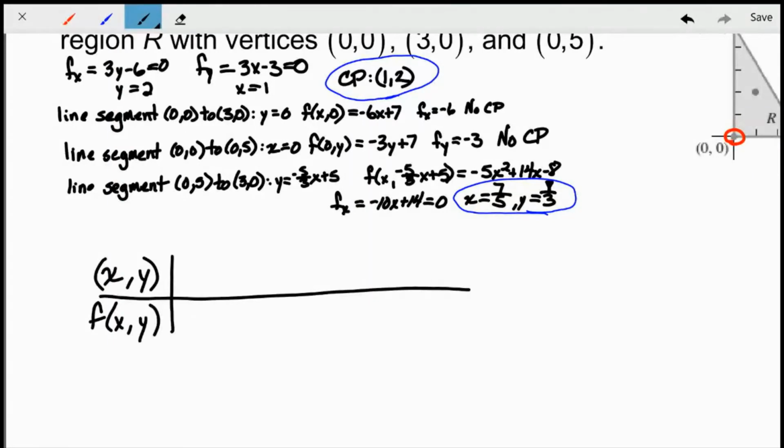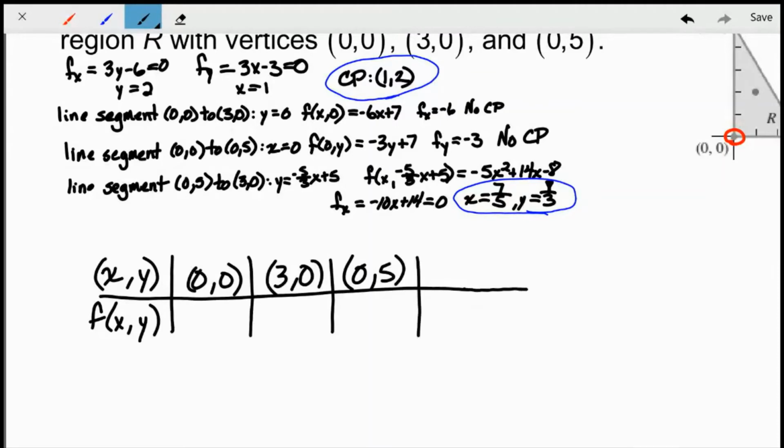Okay, so first of all, we just talked about all of those endpoints. So we had the point 0, 0. That's going to be one of my columns. We have the point 3, 0, and we have the point 0, 5. And then we also found those critical points. One of them was just our standard critical point at 1, 2. And then we found one of them that was along one of those boundaries, and that was at the point 7/5, 8/3.